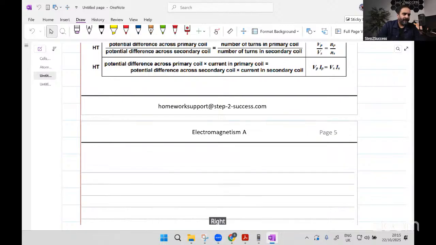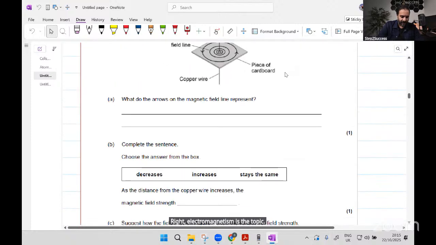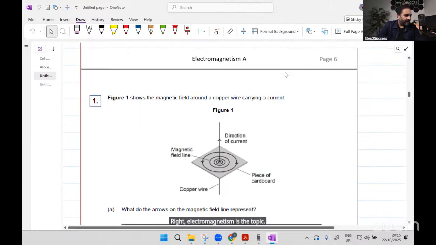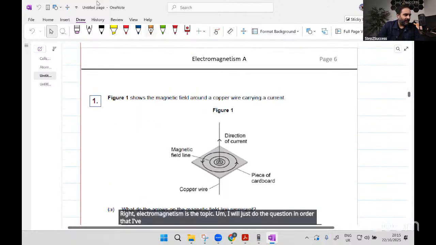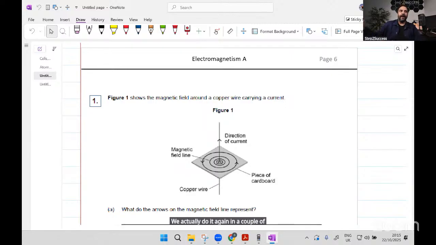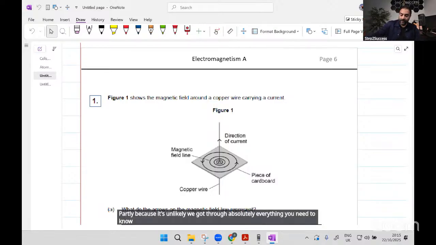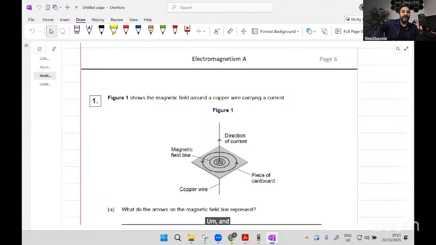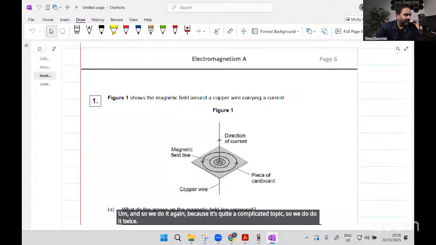Right, electromagnetism is the topic. I will just do the questions in order that have been asked, and if you want to have any other questions about this topic, then feel free to ask me. We did the topic of electromagnetism this week. We actually do it again in a couple of months' time, partly because it's unlikely we got through absolutely everything you need to know, especially if you're doing triple science. There's more to know, and so we do it again because it's quite a complicated topic. So we do it twice this year.